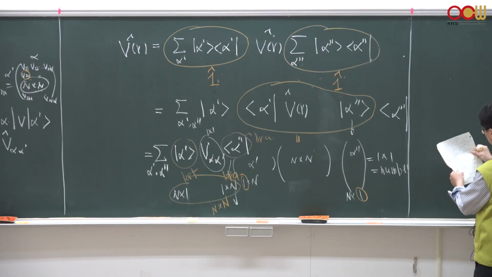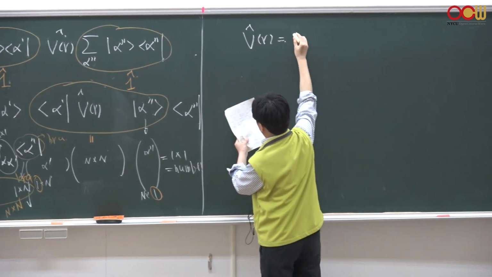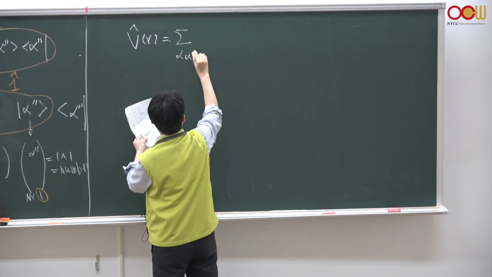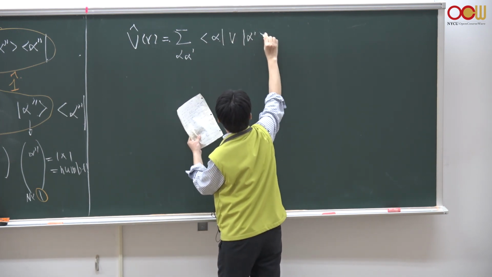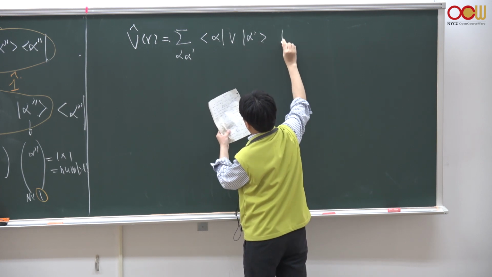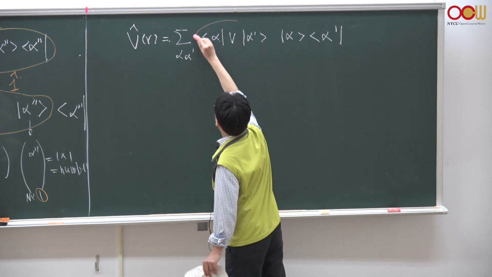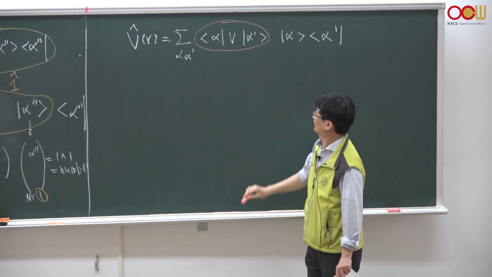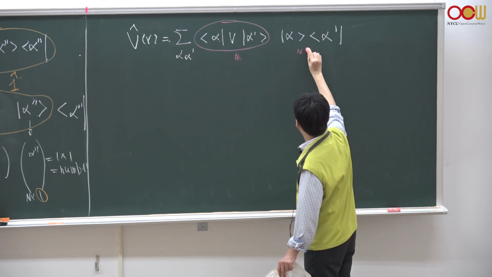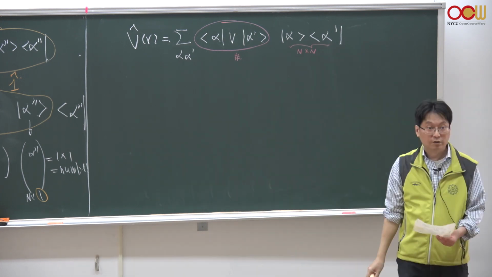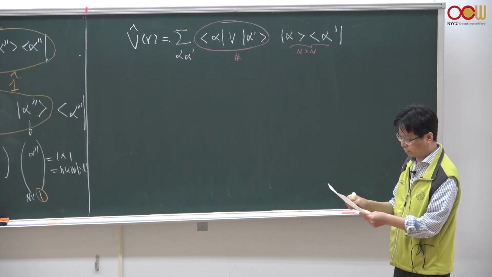So let me just rewrite this one more time. So we get V, which is the sum over alpha alpha prime, alpha alpha prime, and alpha alpha prime. So now you enjoy this magic show, right? Because this is just a number. But this is a matrix. This is an n by n matrix. So now we could finally define this creation and destruction operator.